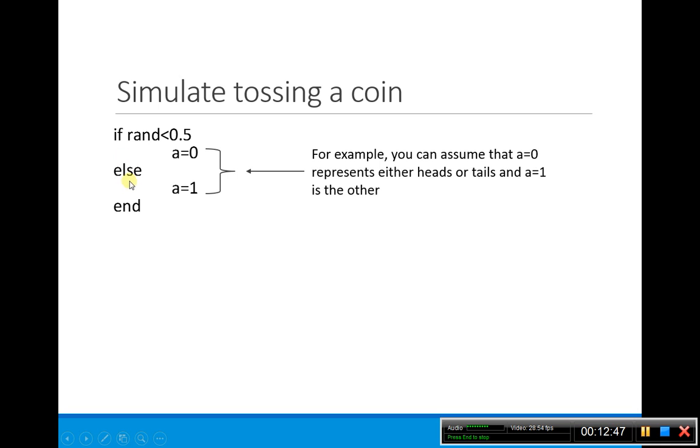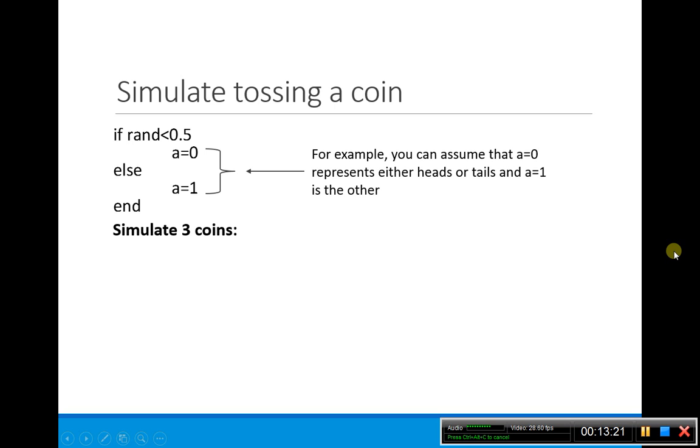So here this if else end command tells you if this is satisfied, then you set a equal to 0. Otherwise, you set a equal to 1. So this is the command to do that. So if my random number is less than 0.5, then I assume, if I say a equals 0 represents heads, then I assume I got a heads. If I say a equals 1 equals tails, then if the random number is between 0.5 and 1, then I get a tails.